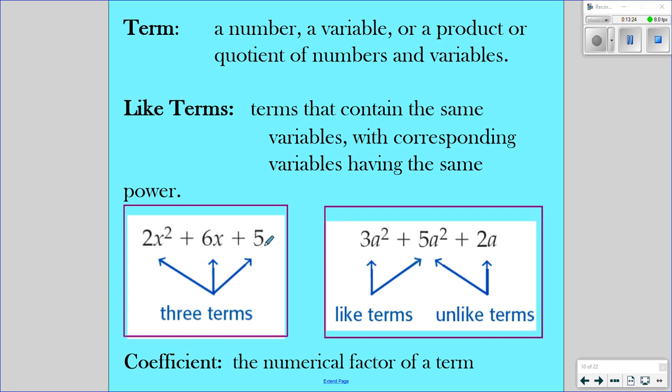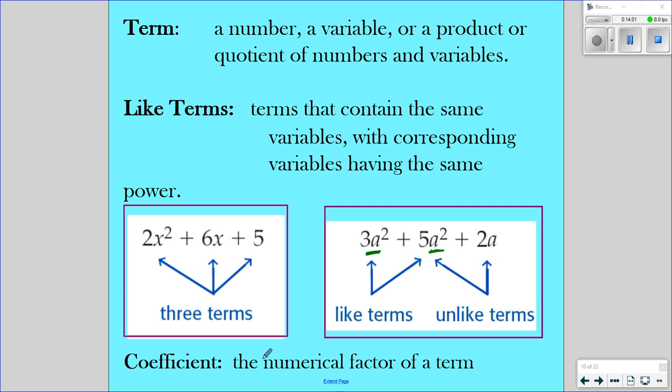Yes, it's a number, it's a term still. So we've got 3 terms here. And for this one, we have 3 terms because they're separated by pluses. There's 2 pluses in between each. But notice that the 3a squared is a like term to 5a squared because they have this in common. But the 2a does not have anyone in common, so it's an unlike term compared to 3a squared or 5a squared. So that's what like terms and unlike terms are.